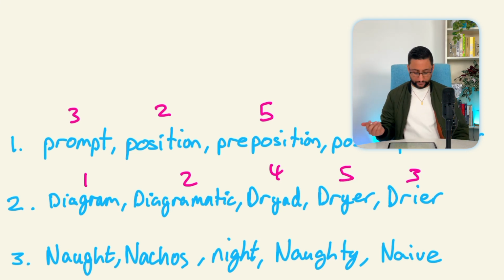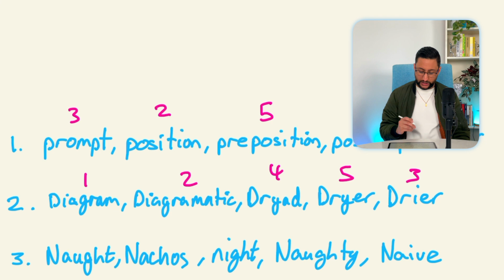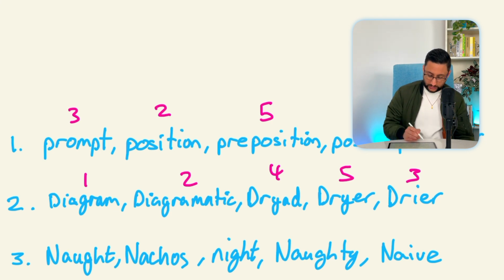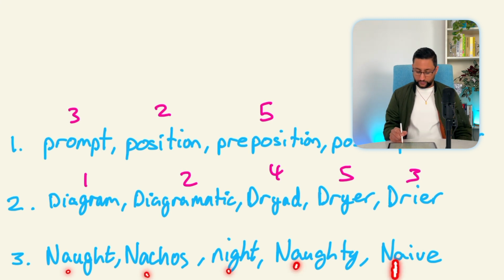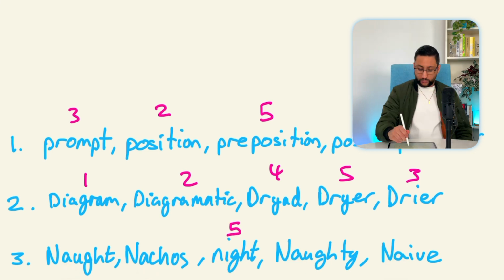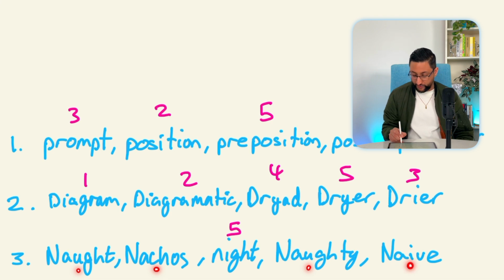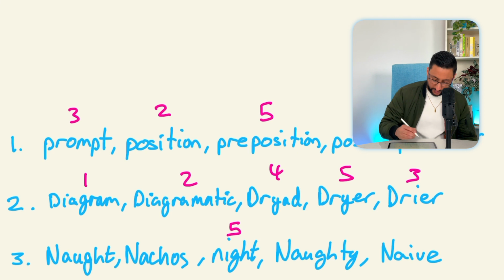Okay, last one. Naught, nachos, night, naughty, and naive. N-A, N-A, N-I, N-A, N-A. There's only one where the second letter is not an A. So that has to be last. We've got 4 left. And we're going to be looking at letter number 3. U, C, U, and I. Alphabetically, C is the earliest one there. So nachos is going to be first.